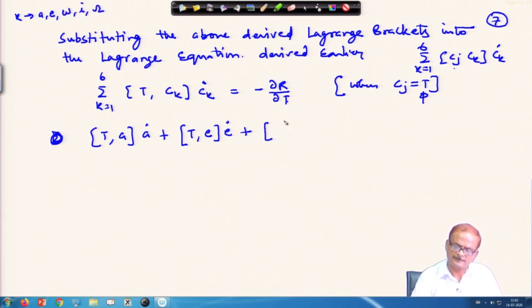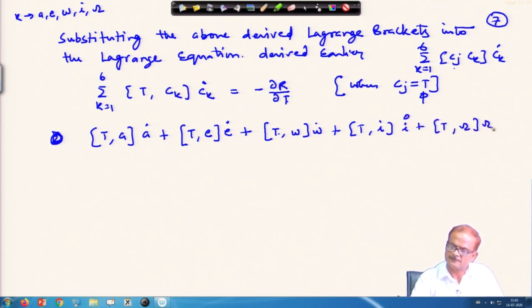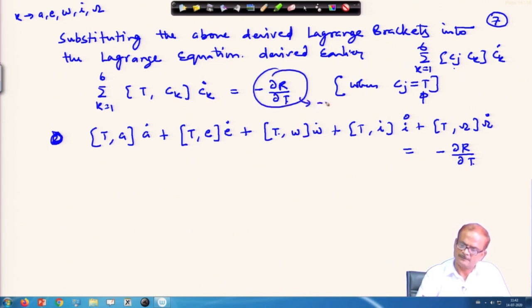So, this 5 will be used here. So, the other one will be t small omega times omega dot plus t I times I dot and then t capital omega times capital omega dot, and on the right hand side then this is minus dou r by dou t. Remember this term was actually minus dou r by dou c j. So, c j we are replacing here by t, and therefore, this is coming here in this format.